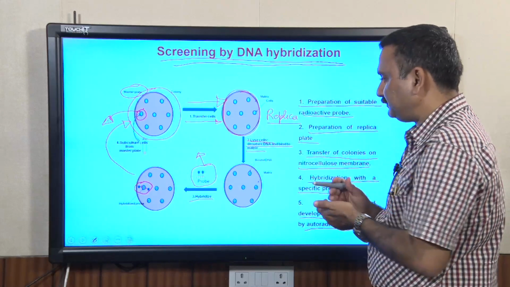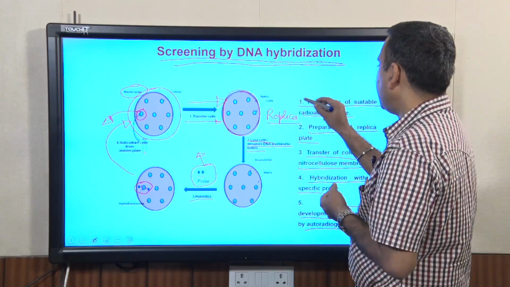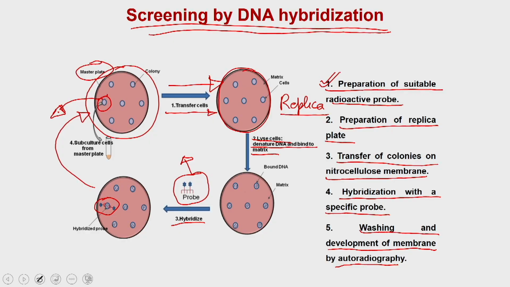So, let us see what the different steps are, and we will discuss these steps in more detail. The first thing we are going to discuss is how to prepare the radioactive probe for screening the clones by DNA hybridization.